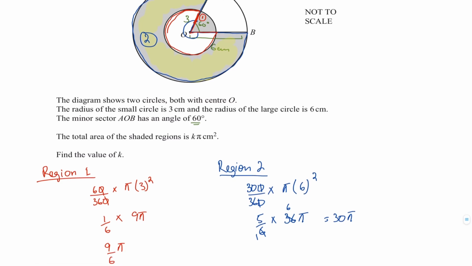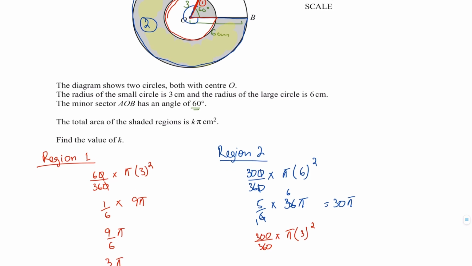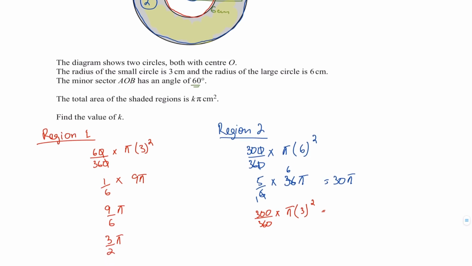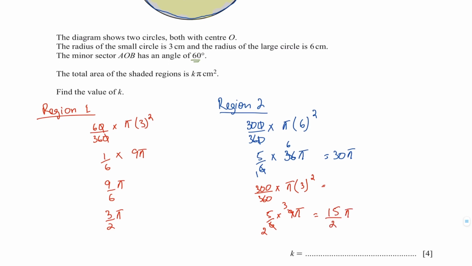So subtracting this is basically a sector of angle again 300. So 300 upon 360 multiplied by pi, but the only difference is that the radius is 3, so 3 squared. So let's see what this is going to be equal to. Again this is going to be 5 upon 6, but this time it will be multiplied by 9 pi. So let's simplify 6 and 9 before we multiply. 3 2s are 6, 3 3s are 9. So this is going to be 15 upon 2 pi or 7.5 pi.